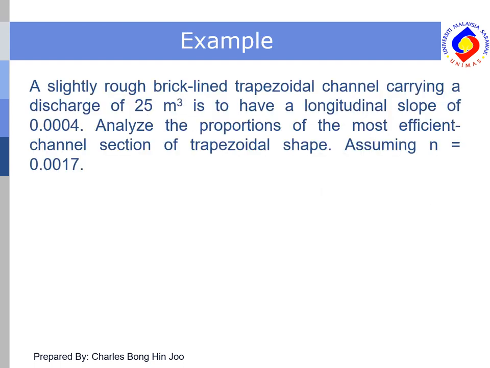Let us take a look at this example on how to design the most efficient channel section for a trapezoidal shaped open channel. A slightly rough brick-lined trapezoidal channel carrying a discharge of 25 meter cube per second, there's a typo there, is to have a longitudinal slope of 0.0004. Analyze the proportions of the most efficient channel section of trapezoidal shape, assuming the Manning's roughness n equal to 0.0017.